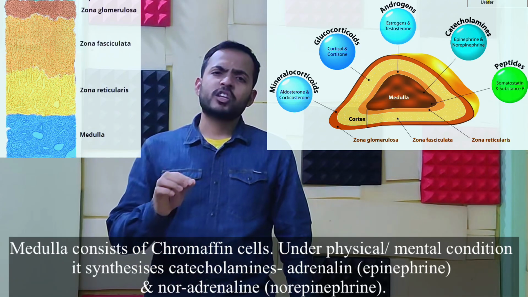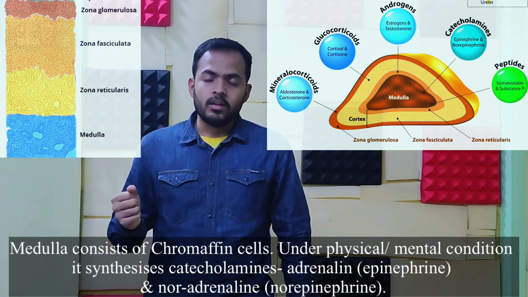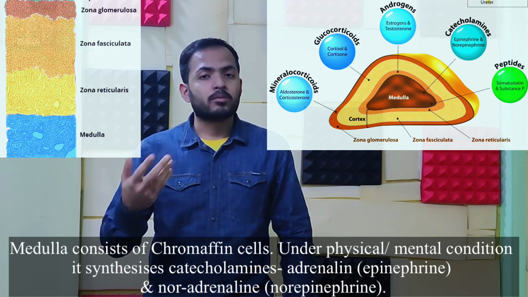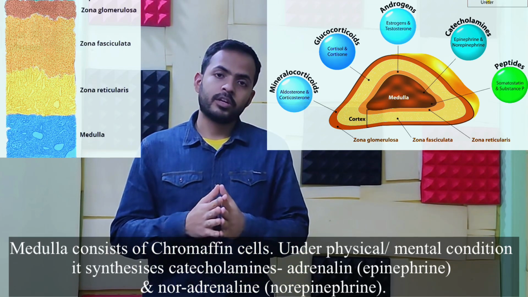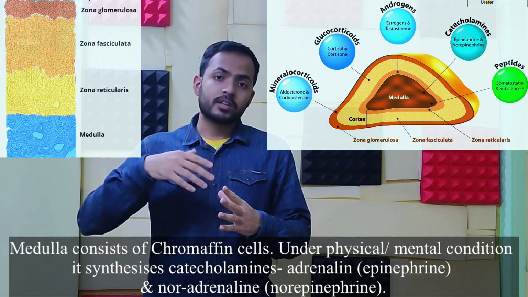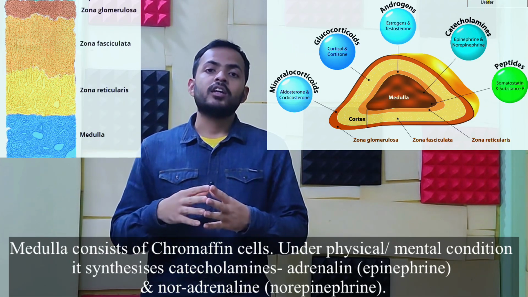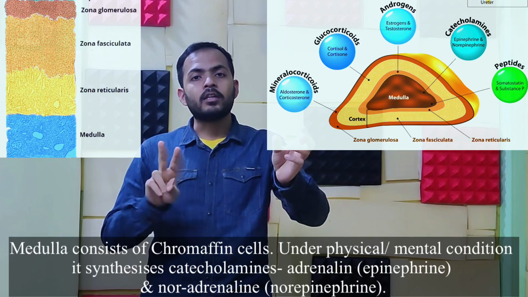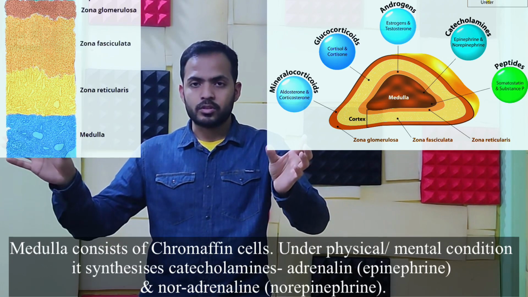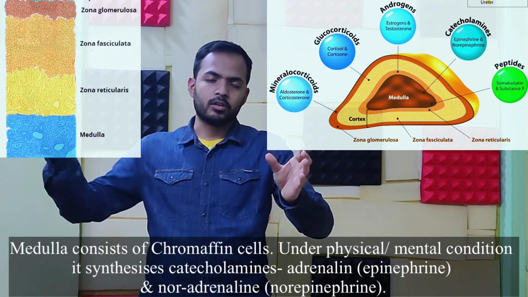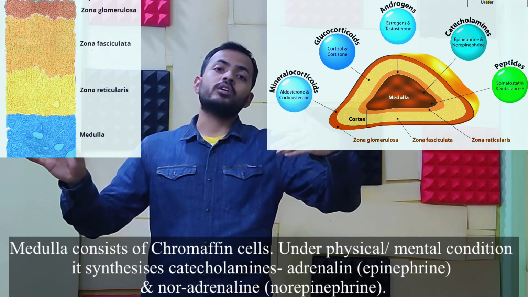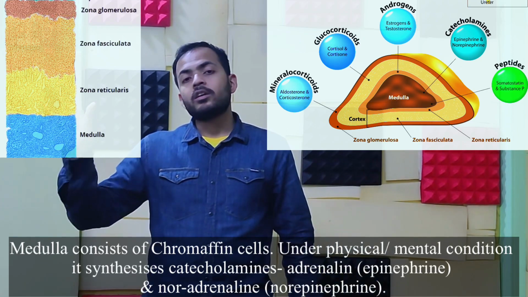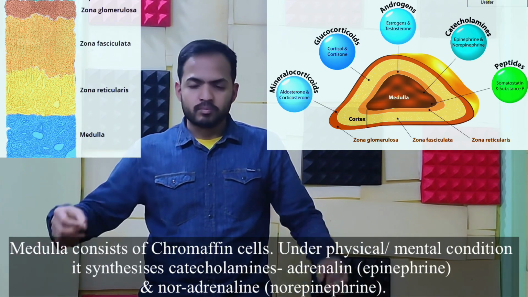Now, what about the medulla? The medulla makes up almost 10% of the entire adrenal gland, and it consists of very special cells known as chromaffin cells. Under physical and mental conditions, these cells synthesize two types of hormones: one is adrenaline, another is noradrenaline, depending on the body situation. I will talk about these things in detail later, not now. Adrenaline is also known as epinephrine, and noradrenaline is also known as norepinephrine. As for the functions, I will talk about them later, not now.